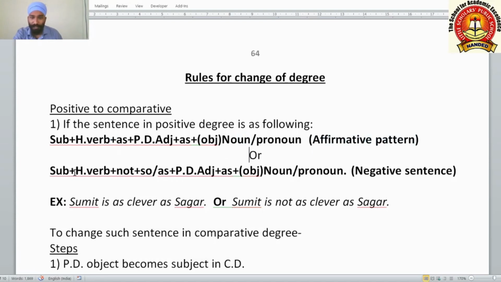Or if the sentence is of negative type: subject plus helping verb plus not plus so or as. This so we use if the sentence has not. If the positive degree sentence has not, then only we can use this so. Thereafter positive degree, thereafter as, thereafter object or noun or pronoun. So, if any positive or negative sentence is there, how to convert that?